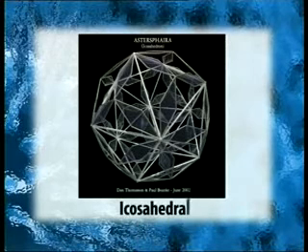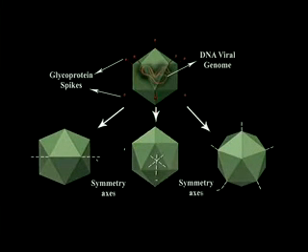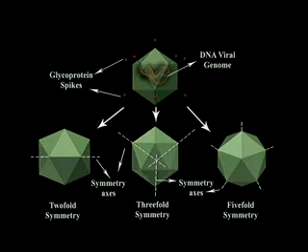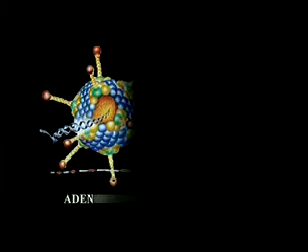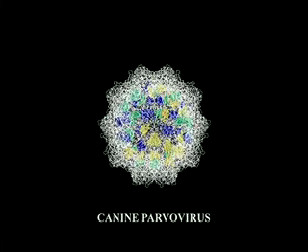Icosahedral, or a typical icosahedron, is a polyhedron with 12 vertices and 20 equilateral triangles as faces. The capsomers in the icosahedral viruses are composed of protomers, which may be either pentamers, that means with 5 protein subunits, or hexamers with 6 protein subunits. The best examples of icosahedral viruses include adenoviruses, polioviruses, and canine parvoviruses.